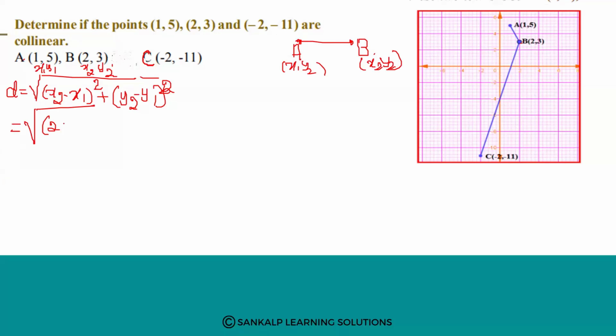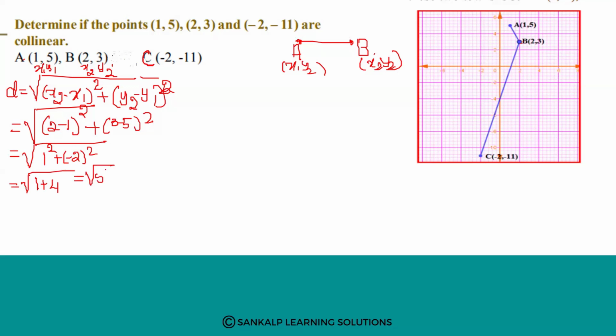So x2 value is 2 here, x1 value is 1, x2 minus x1 whole square plus y2 value is 3, y1 value is 5 whole square. Square root of 2 minus 1 is 1 square plus 3 minus 5, that is minus 2 whole square. 1 square is 1 plus 2 square is 4. 1 plus 4 is square root of 5. 5 is not a perfect square number, therefore keep as it is. Distance between A and B, AB value is root 5.